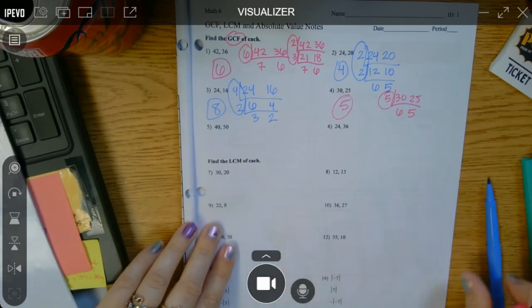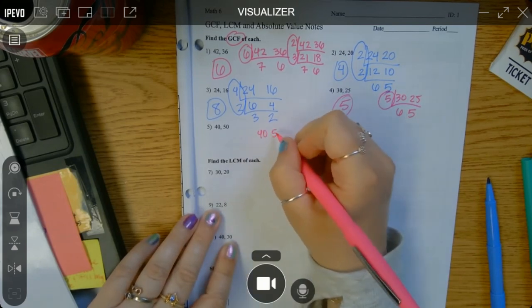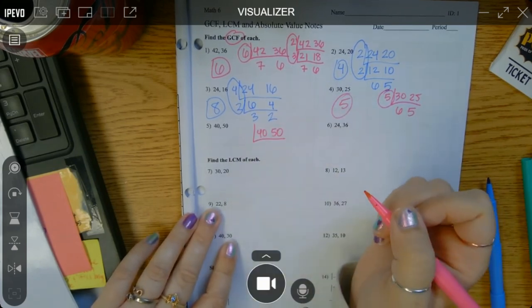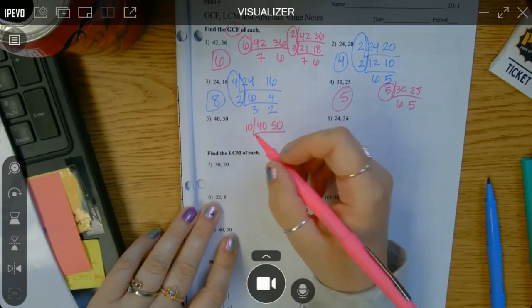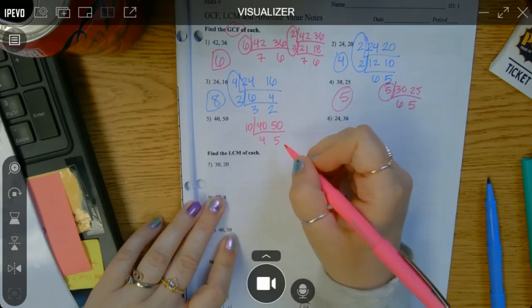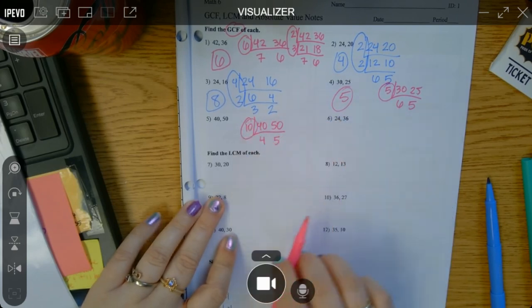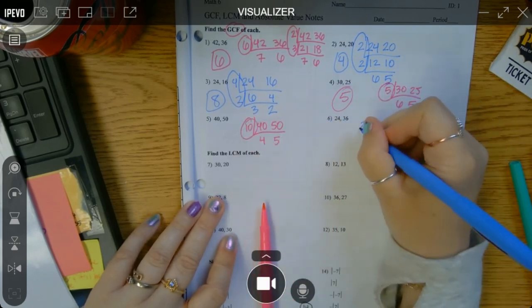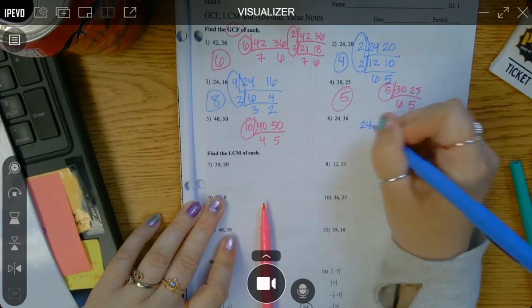Okay, our next one. You have 40 and 50. Anything that ends in a 0 is divisible by 10. 10 times what is 40? 4. 10 times what is 50? 5. Can you keep going? Nope. So that one had a GCF of 10, meaning the biggest number that can go into both is 10.